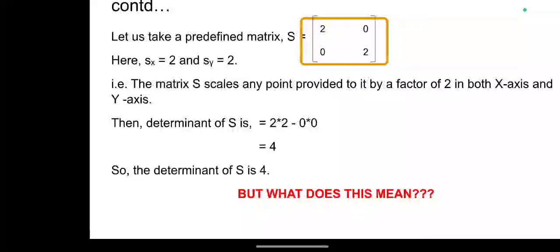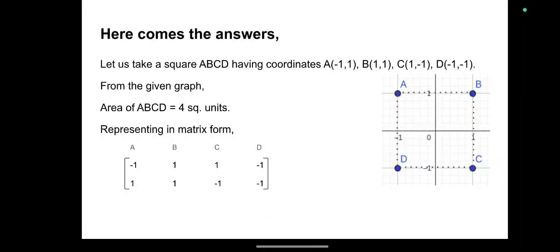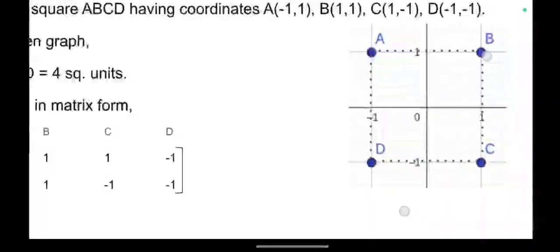And for one last time, what does this mean? We've asked a lot of questions. Let's start answering them. To answer our questions, let's consider a square ABCD having the coordinates A (-1, 1), B (1, 1), C (1, -1), and D (-1, -1), as shown in the graph.